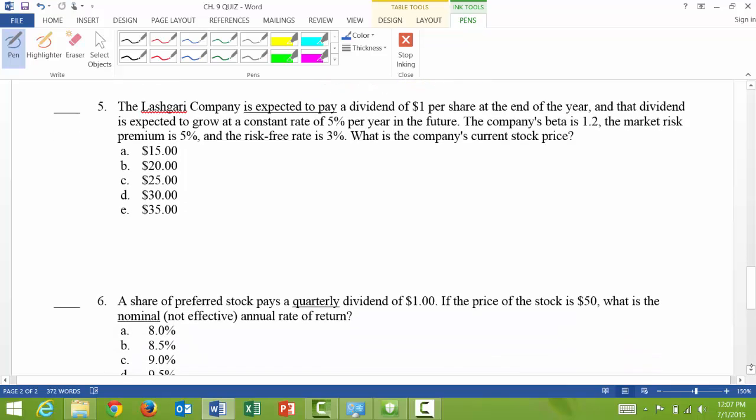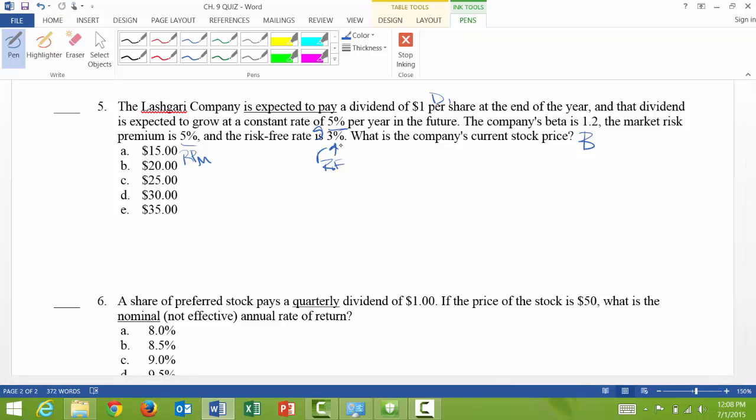The Lashkari Company is expected to pay a dividend of $1 per share at the end of the year. So when it says expected to pay, that means a D1. And the dividend is expected to grow at a constant rate of 5% per year in the future. So that's the growth rate. Beta is 1.2. The market risk premium is 5%, and the risk-free rate is 3%. So what is the company's current stock price?